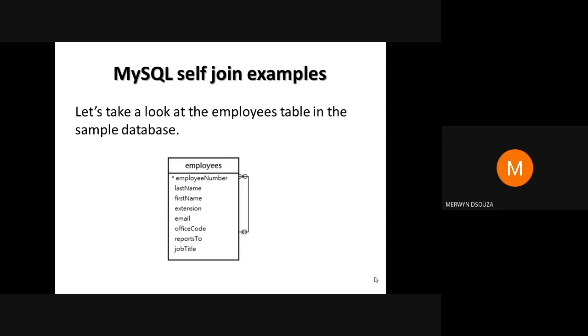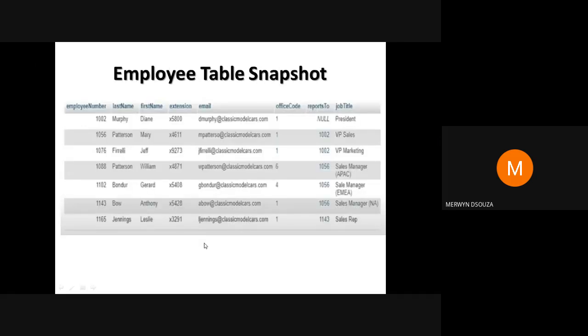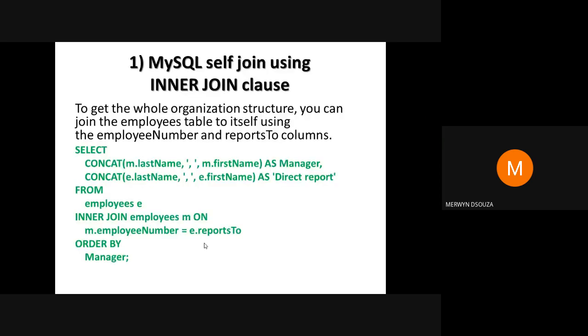Okay, let's look at the employees table having the columns employee number, last name, first name, extension, email, office code, reports to, and job title. This is a snapshot of the table. So suppose I wanted to get the whole organization structure, then I could join the employees table to itself using the employee number and the reports to columns as follows. I would have written the query something like this to get the organization structure of the employees table.